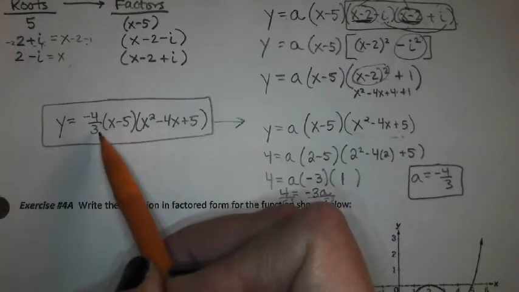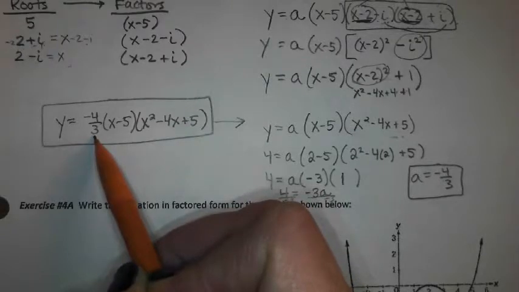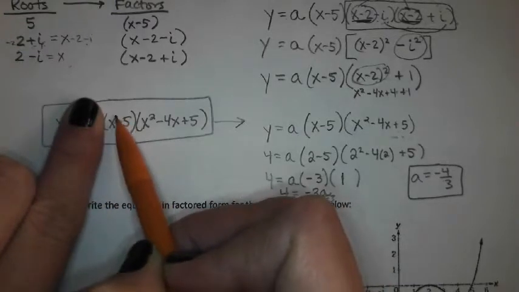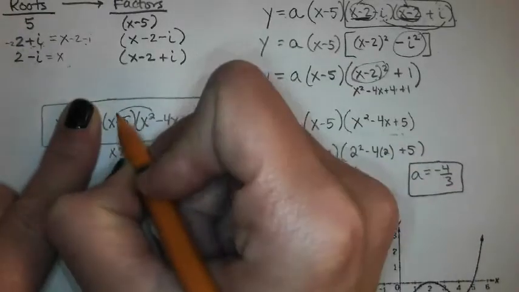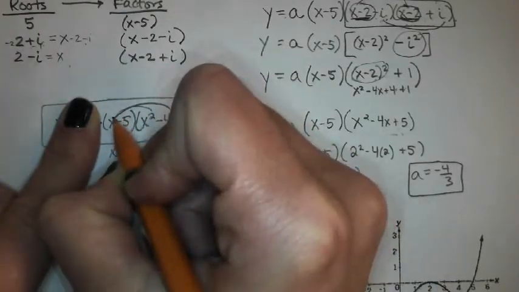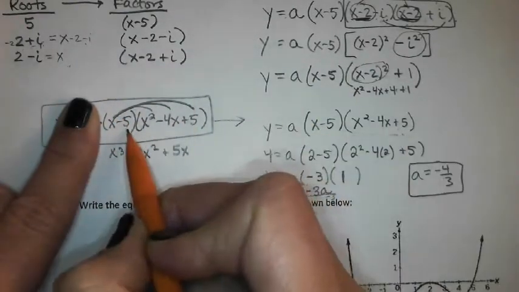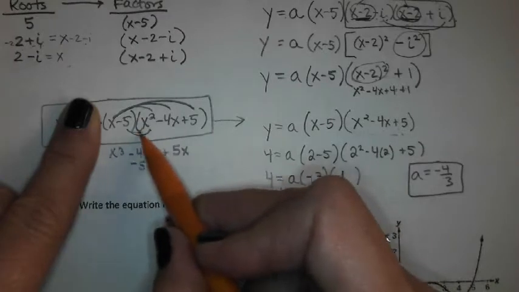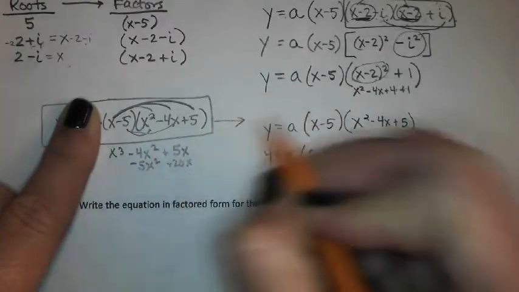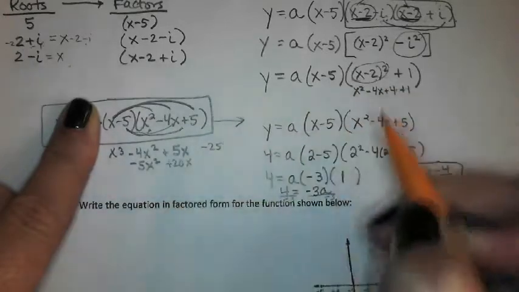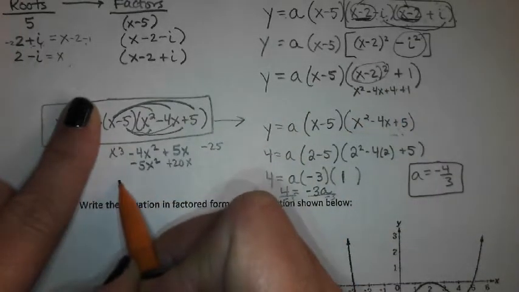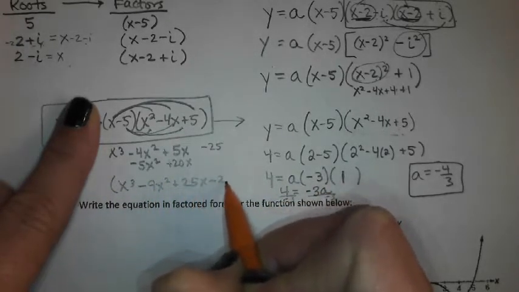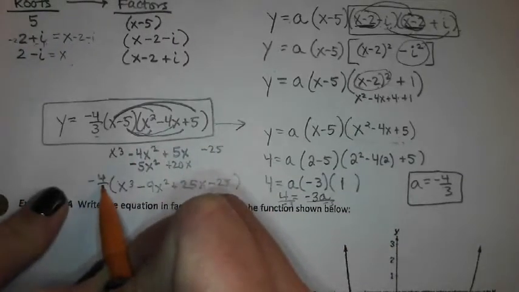Distribute, exactly. And I am definitely not going to distribute that negative 4/3 until the very end, right? Because I don't want to work with fractions any longer than I have to. I'm going to do this first. X cubed minus 4x squared plus 5x, minus 5x squared. I'm just going to line that up under the other x squared term, plus 20x minus 25. So that would all be x cubed minus 9x squared plus 25x minus 25, with the negative 4/3 out in front.